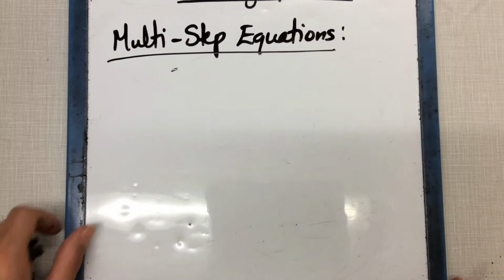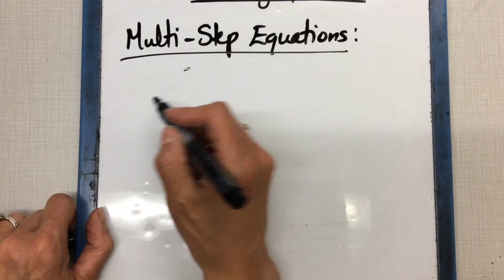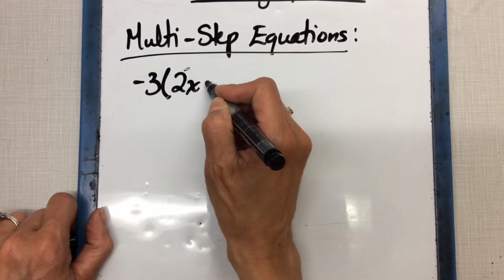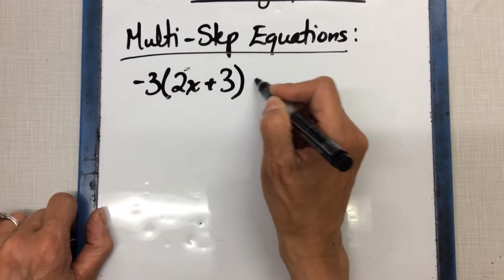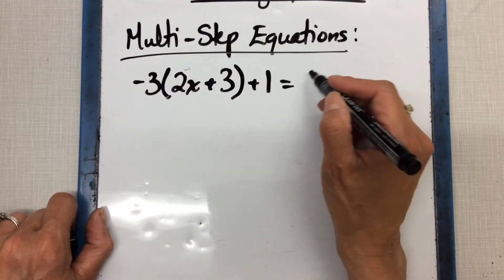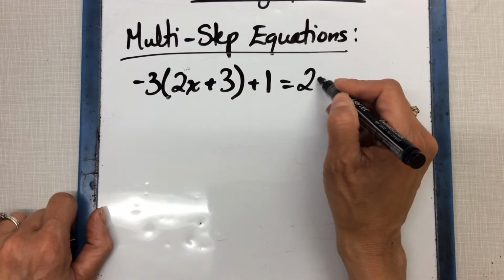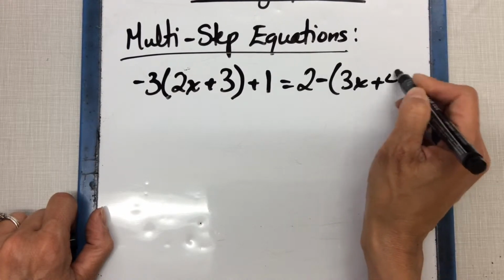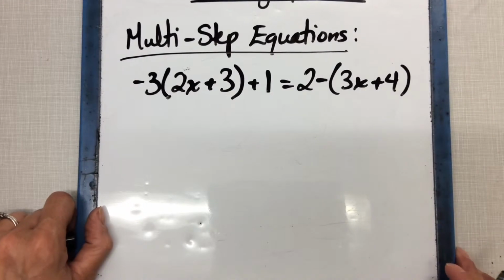This will be the last multi-step one. So let's make this one challenging. And if you can do this, then you have really understood how to solve for any variable. One step, two step, multi-step.